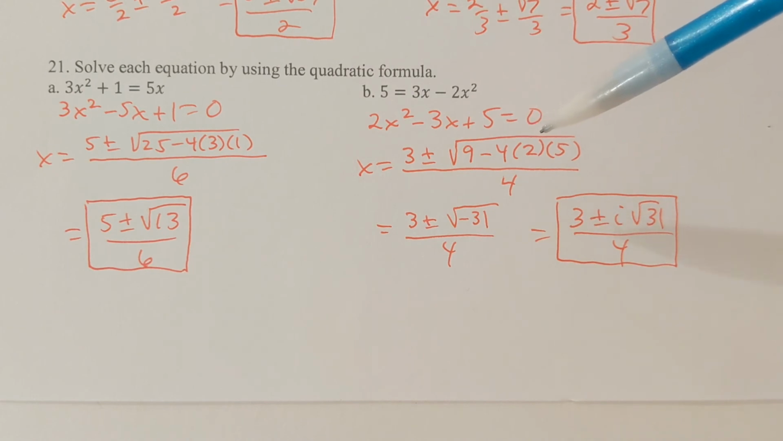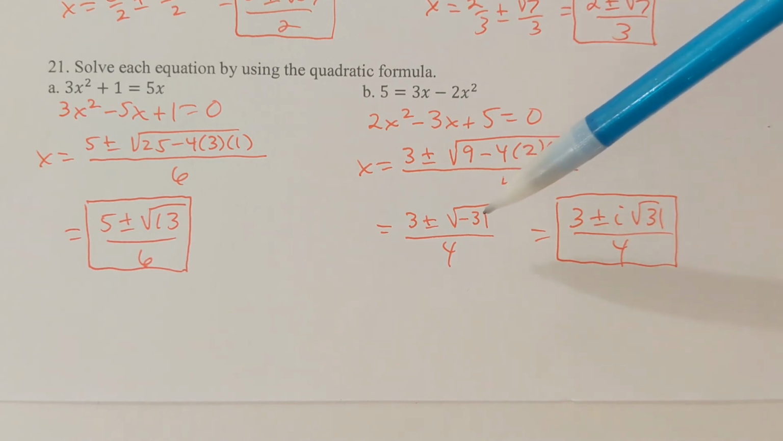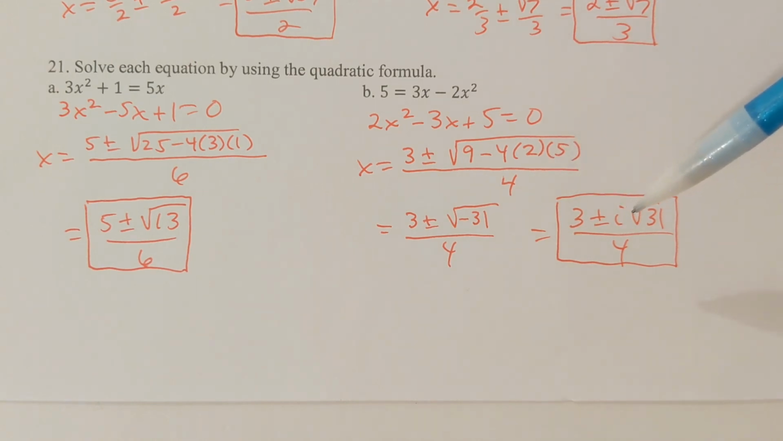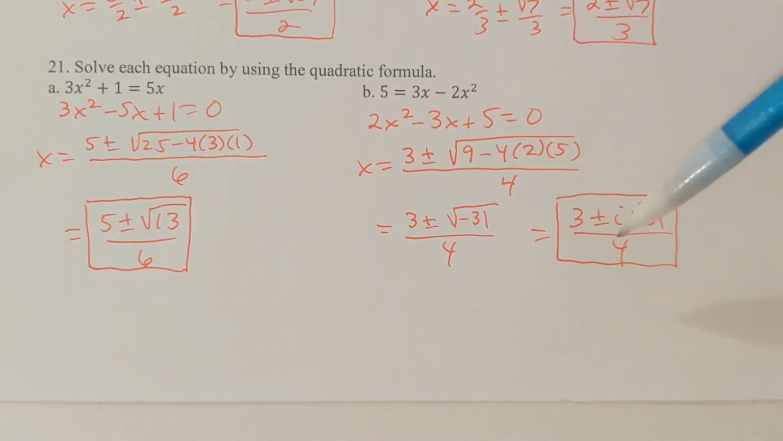9 minus, let's see here, 9 minus 40 is negative 31. The square root of negative 31 in terms of i would be i root 31. So 3 plus or minus i root 31 over 4 is the answer. Of course this isn't going to factor nicely. These nasty numbers here are the factors.